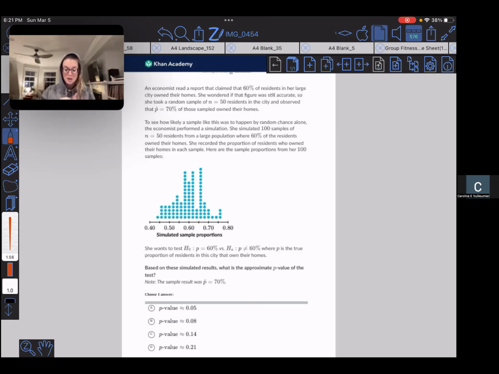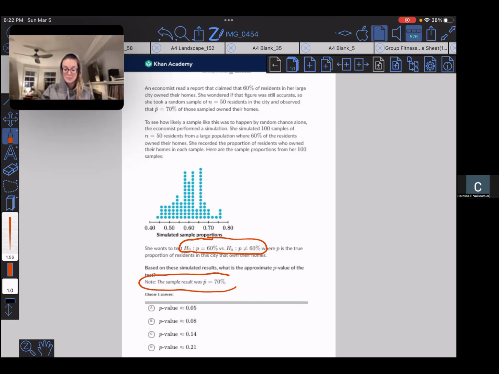She wants to test the null that p, the population proportion, equals 60% versus the alternative, p does not equal 60%. So we don't know which direction this is going in. It could go in either tail, left or right. We have to look in both tails when we're trying to come up with the p-value. p is the true proportion of residents in the city who own their homes. Based on these simulated results, what is the approximate p-value of the test?